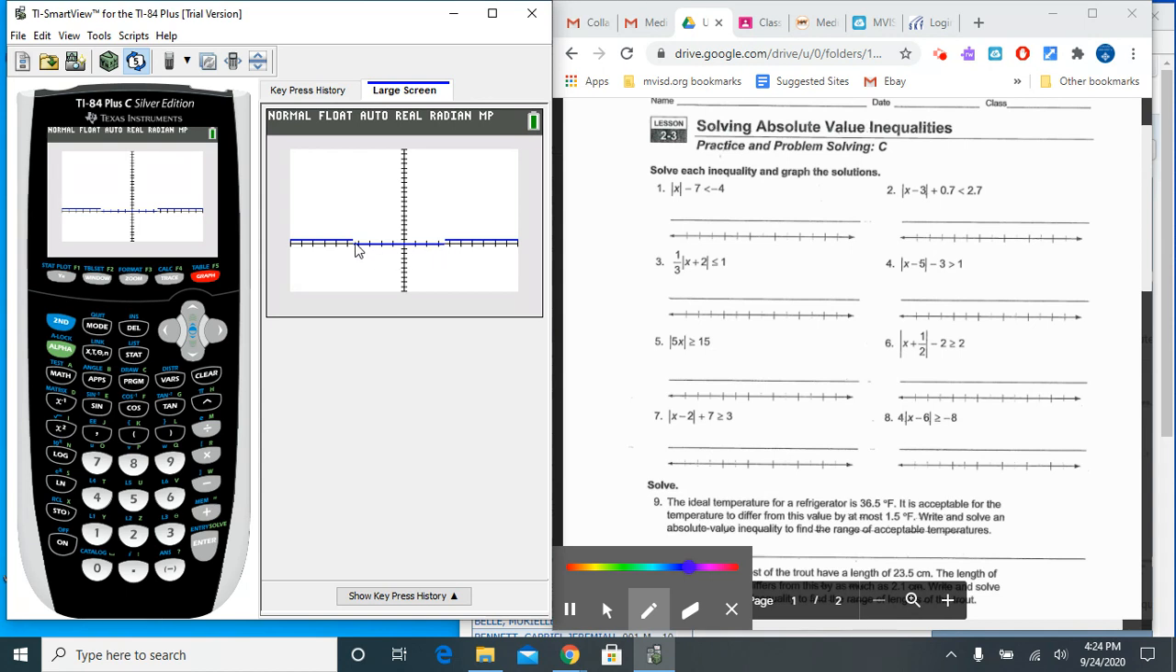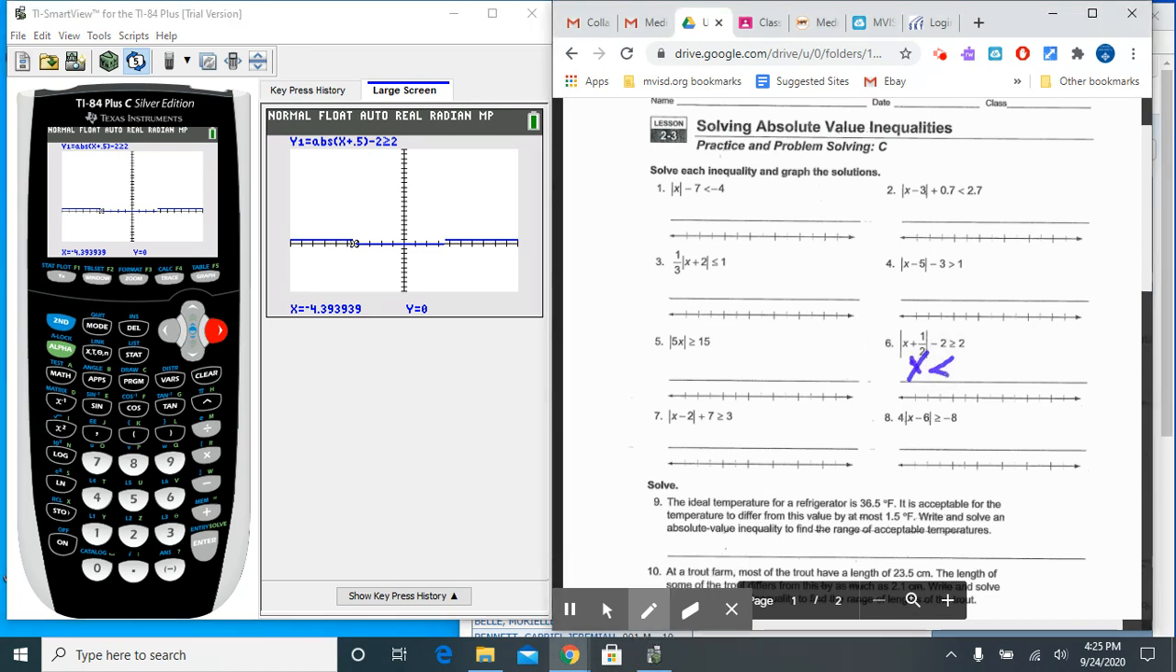But you'll see that it's kind of in between integers. When that happens, I usually go to the trace key, and then you just move your cursor along the line until it jumps up to the raised line. And then I kind of split the difference. So it's -4.54, -4, that's almost -4.4. So I'm going to call that -4.5. So x is going to be less than -4.5.